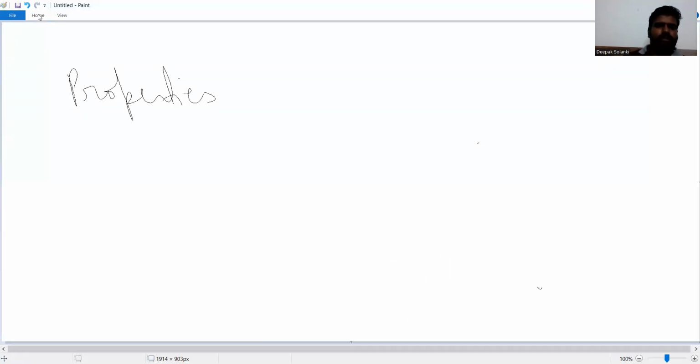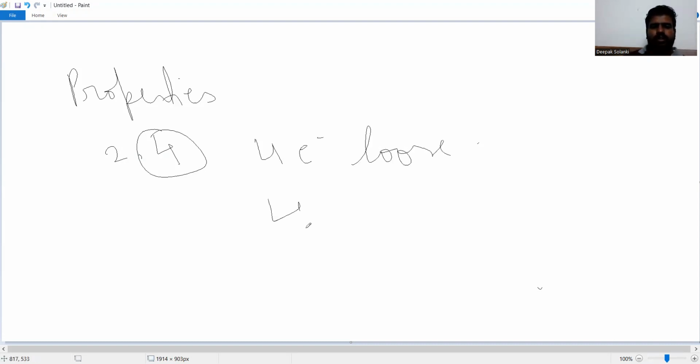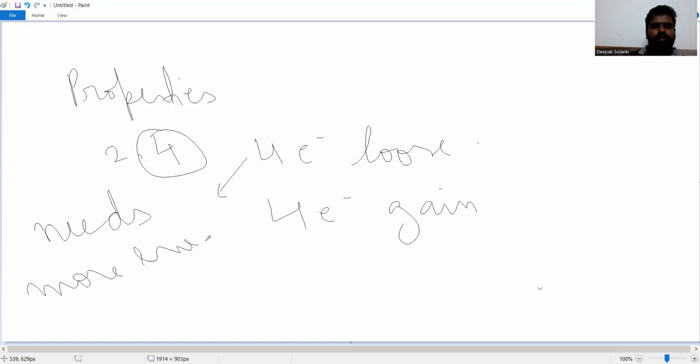So we know that carbon valency is 4. Either it can lose or it can gain 4 electrons. In the case of losing, it needs more energy. Carbon doesn't have so much energy, so it cannot lose 4 electrons.